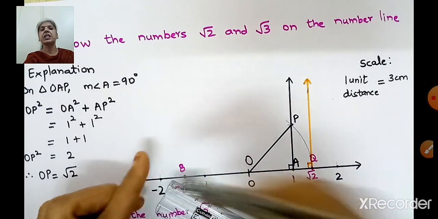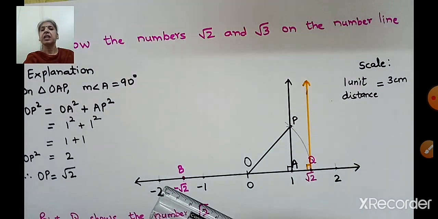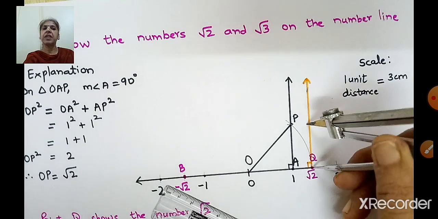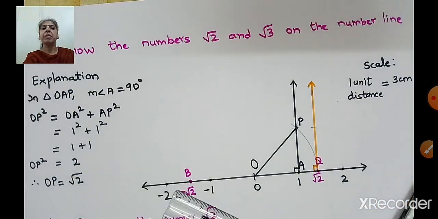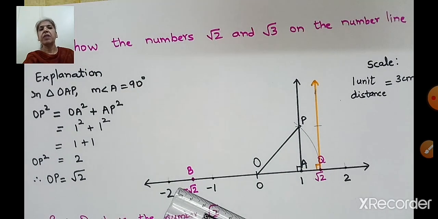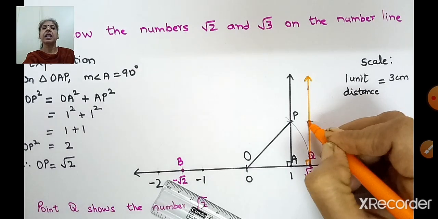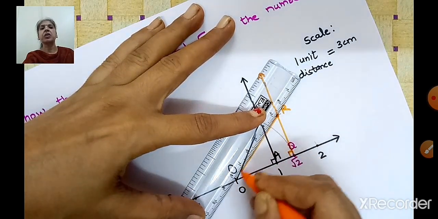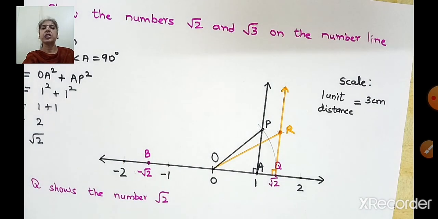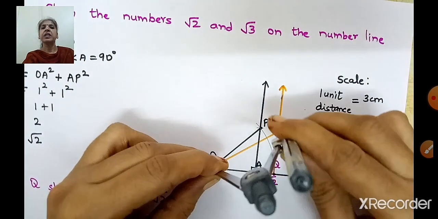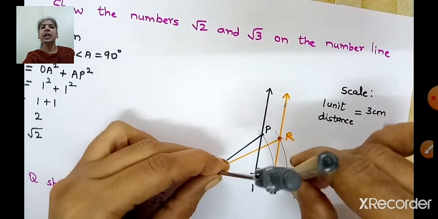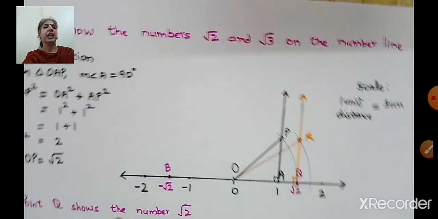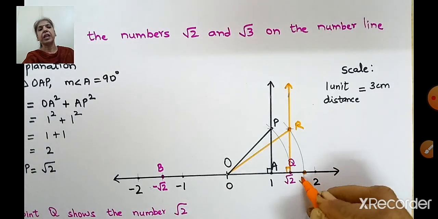Now the same unit distance, and 1 unit distance is 3 centimeters, that is OA. In the same way, with the same distance, we will draw an arc at 1 unit distance on that perpendicular and name that point R. So QR is 1 unit distance. Now draw the segment OR, that is, join the points O and R. Again, what will we do? With O as center and distance OR, cut the arc which will intersect the number line. Now where it intersects the number line, mark that point. That is root 3.